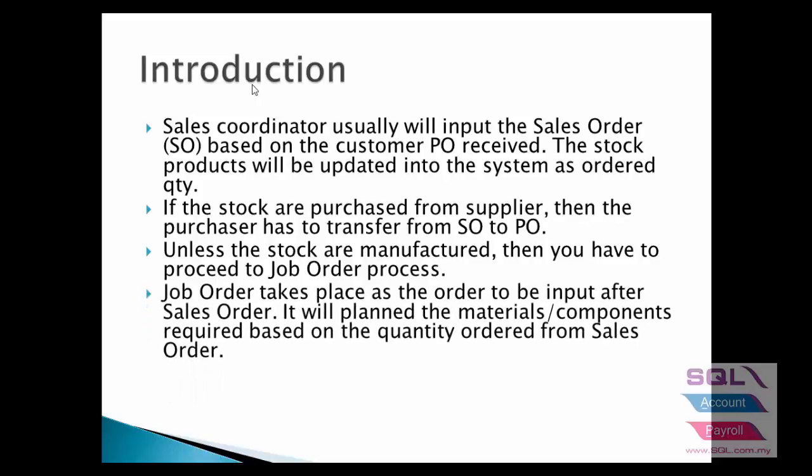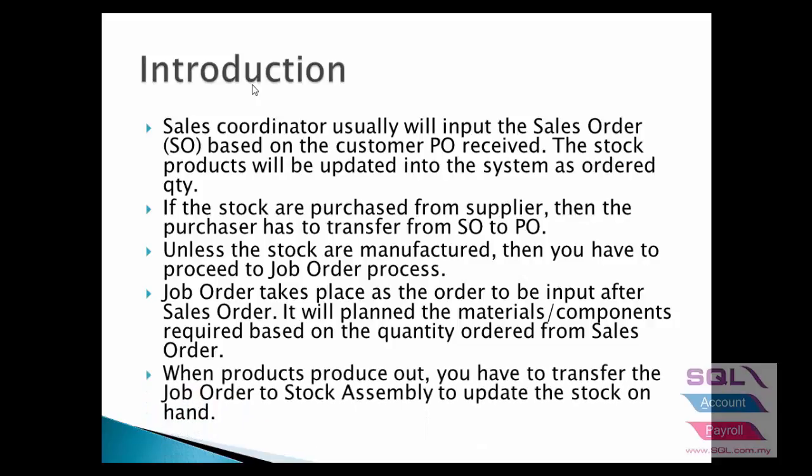Job order takes place as the order to be input after sales order. It will plan the material and components required based on the quantity ordered from sales order. When the product is produced, you have to transfer the job order to stock item assembly to update the stock on hand.